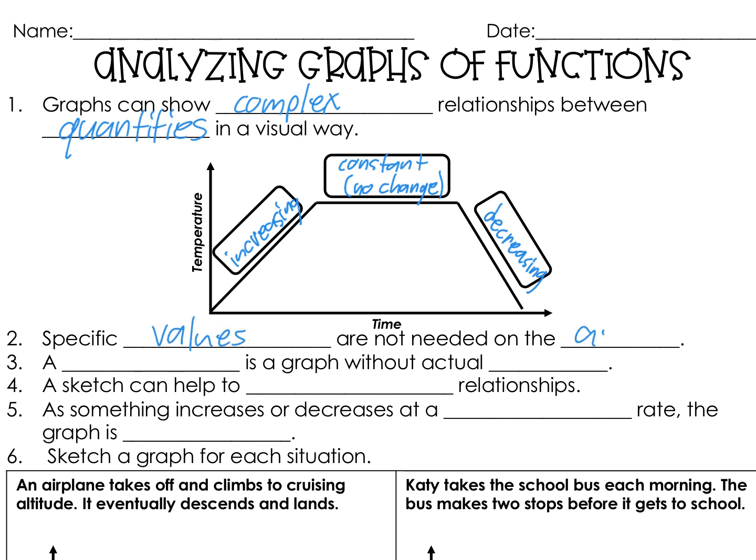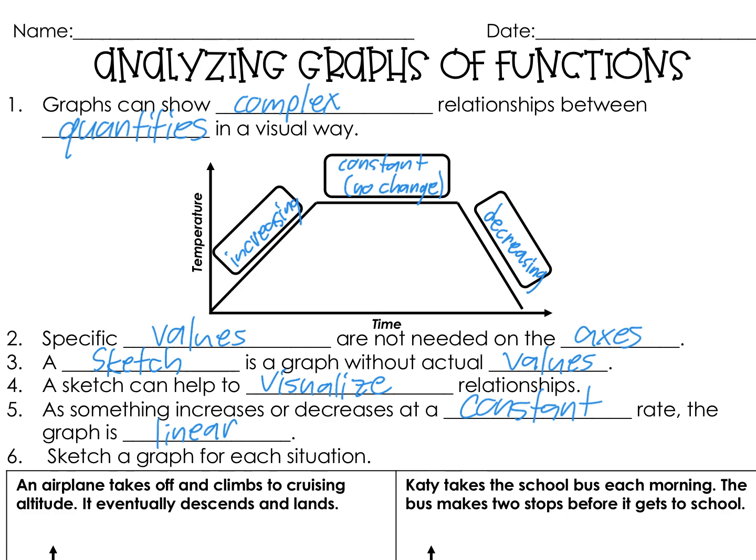Specific values are not needed on the axes. A sketch is a graph without actual values. It can help to visualize relationships. As something increases or decreases at a constant rate, the graph is linear. If the rate is changing, the graph is nonlinear.